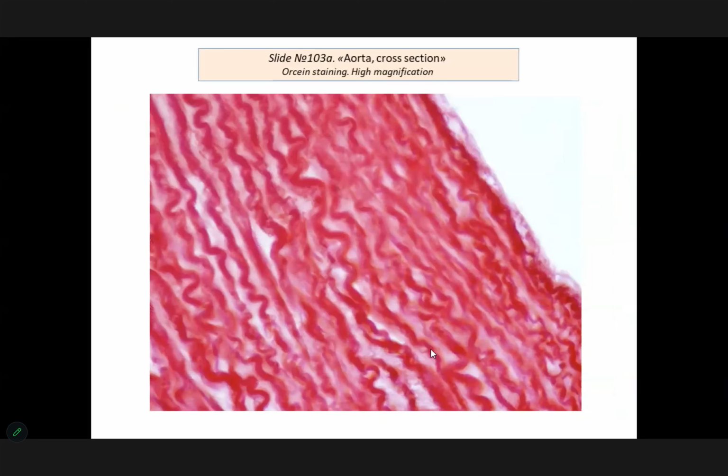At higher magnification, the innermost tunica intima, and part of the tunica media with stained fenestrated elastic membranes. Between them should be smooth muscle cells that are not seen here because of Orcine staining. It doesn't stain nuclei.